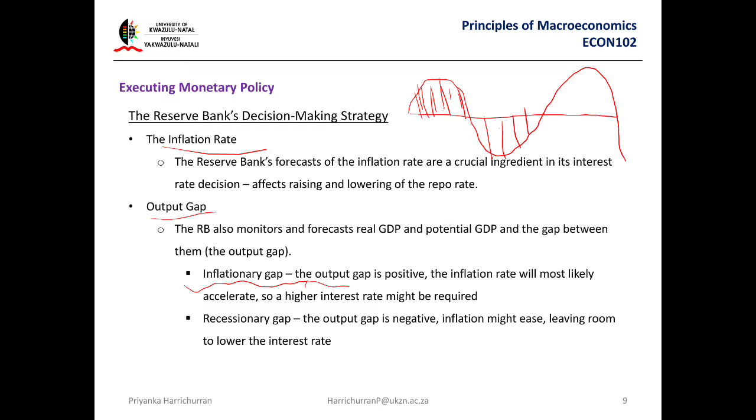Now, if the output gap is positive, the inflation rate will accelerate. Always when this is positive, this whole area here, when your real GDP goes up, your inflation rate will always go up. Inflation rate goes up over here. When it goes down, inflation rate goes down. But right now, we are talking about the inflationary gap, so inflation is going up. Now, a higher interest rate might be required.